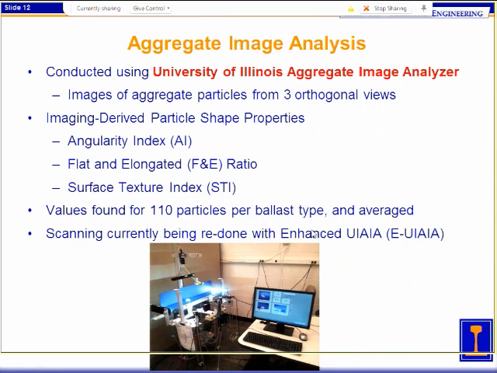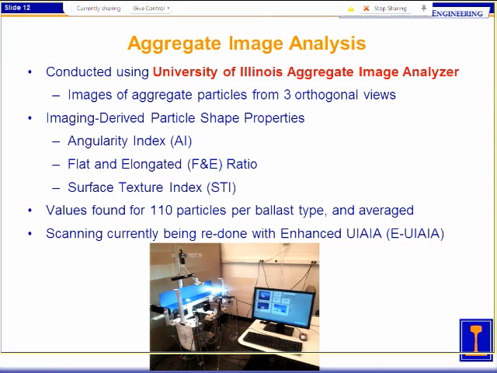With that, let's move on to the aggregate image analysis. So this was done using the old University of Illinois Aggregate Image Analyzer, henceforth referred to as the UIAIA, or just the Image Analyzer. This takes pictures of the aggregate particles from three orthogonal views. We have three properties that are derived from this: angularity index, flat and elongated ratio, and surface texture index. For all the results you'll see here, these values were found for 110 particles per ballast type and averaged.